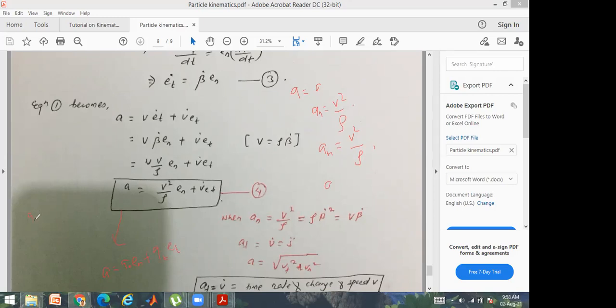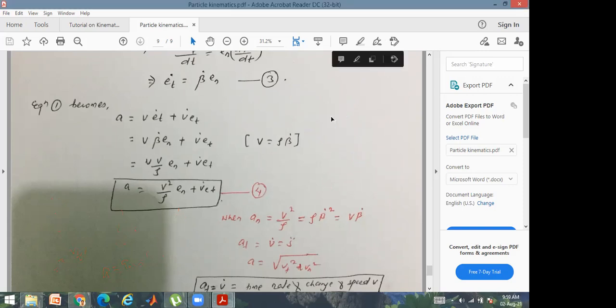So an is v square by r or rho; in our case rho is the radius of curvature, and at equals the tangential acceleration, which is v dot. And to find this v dot, you need to differentiate v with respect to t. That is v dot. This is v dot. V dot means s double dot or ds by dt. Therefore at equals dv by dt.